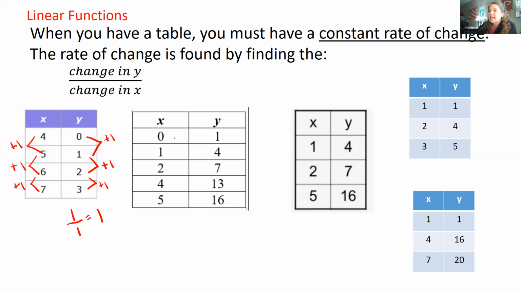All right, let's look at the next table. This change is plus 1, and this change is plus 4. This change is plus 3. No, it isn't. Just kidding. The top one's plus 3. I'm sorry. Let me get rid of that.